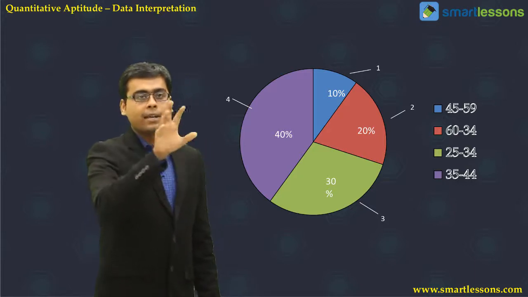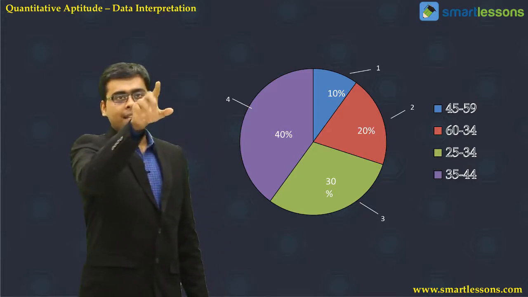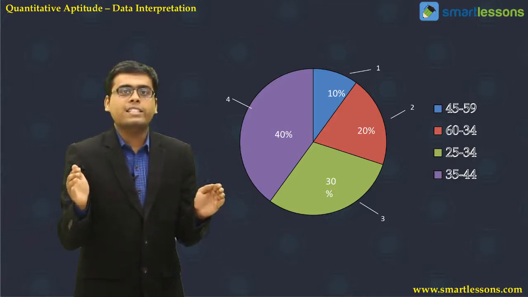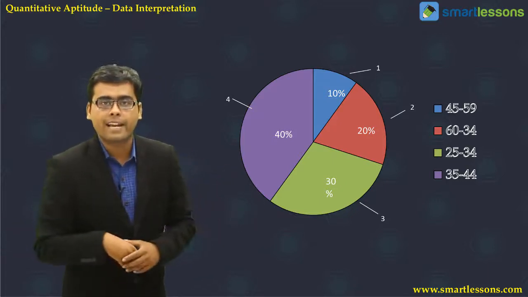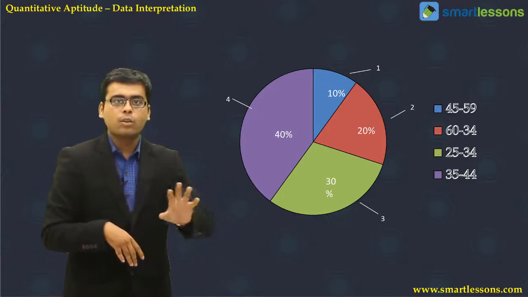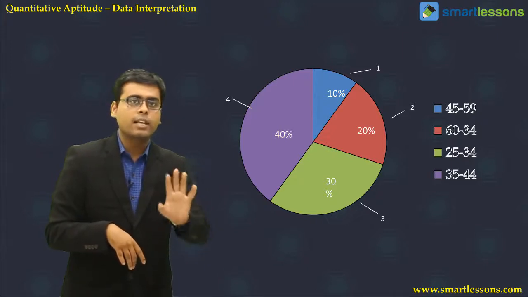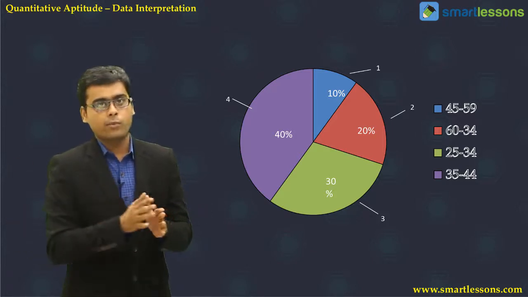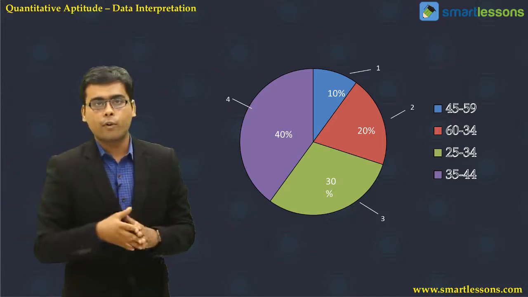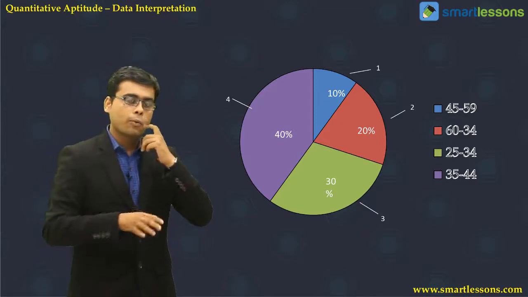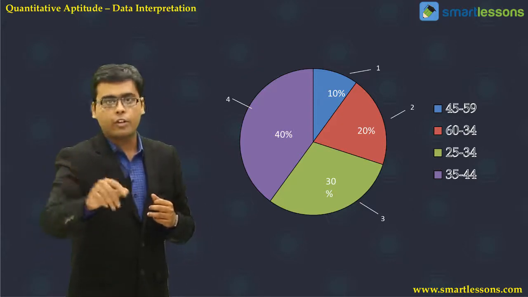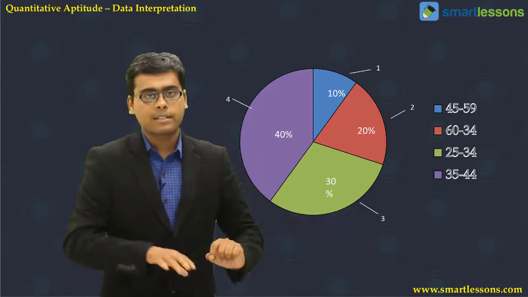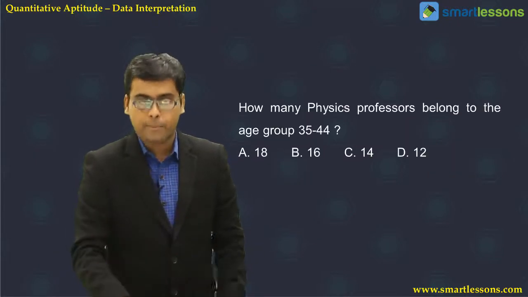In this pie chart you can see that 10% of the faculty is within the age range 45 to 59 years. Now for the 60 to 34 years range you have 20% faculty. Now 30% faculty is within the range 25 to 34 years and 40% faculty within the range 35 to 44 years. So it's a combination of two representations, bar chart representation and pie chart representation.